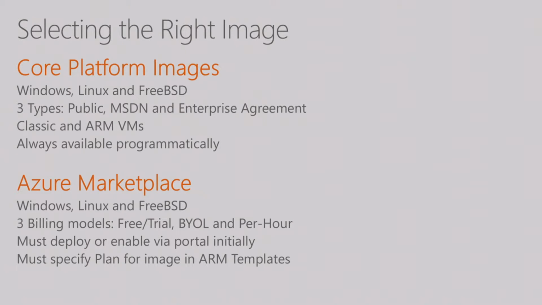The other class of images is actually a much larger number of images. This is what we call the marketplace images. These are provided by various third parties that publish them into Azure. They have several billing models. Some are free in trial, some are bring your own license, and some are paid per hour. The key thing with these images, as you're doing automation and building solutions, is that the very first deployment either needs to be through the portal to accept the terms of this image, or you can programmatically accept the terms, and I'll show you how to do that. But it's very important because those images are not covered by the normal Azure user agreement. So you need this extra acceptance of the terms for those specific images.